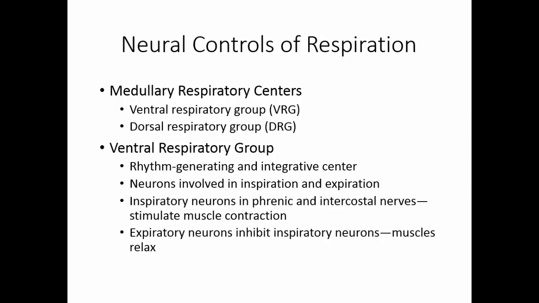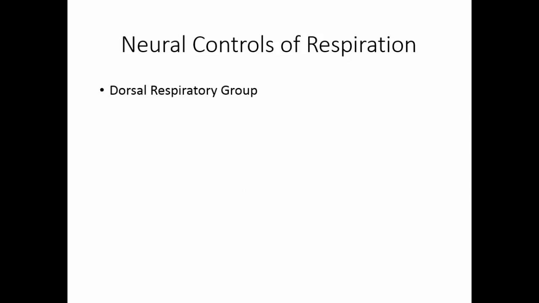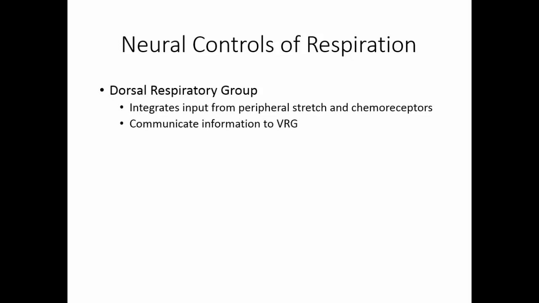The expiratory neurons seem to inhibit the inspiratory neurons, so that the inspiratory neurons are no longer sending a signal. This allows the muscles to relax. The dorsal respiratory group integrates the input from the peripheral stretch and chemoreceptors. They'll communicate this information to the ventral respiratory group, but we don't completely understand this particular control system.